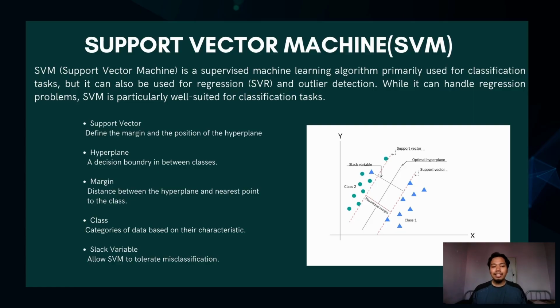So SVM will find the optimal boundary with the widest margin to separate the classes, and if it gets tricky, the kernel will help to handle the nonlinear data. That is how the SVM works to separate our data into several classes.